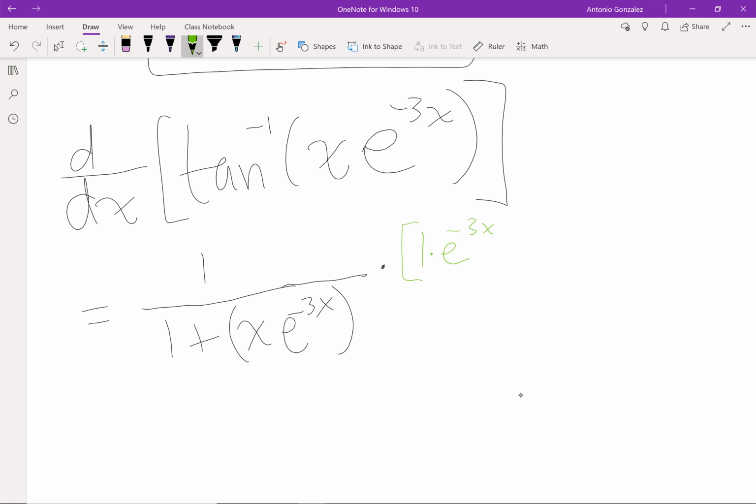All right, and then from here we say, all right, so leave x alone. Derivative of the exponential is e to the negative 3x. And again, don't forget the chain rule inside there. Derivative of negative 3x is negative 3.